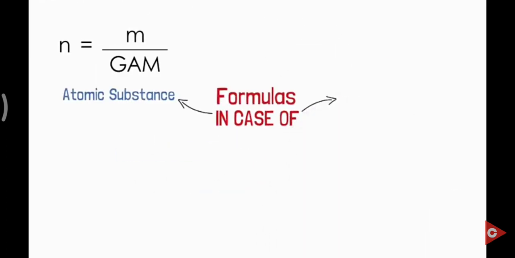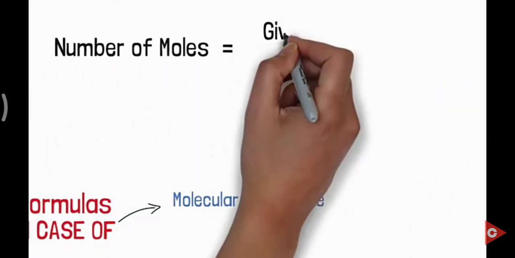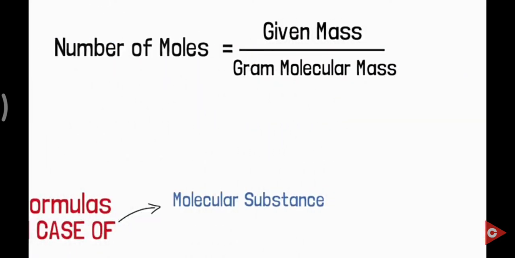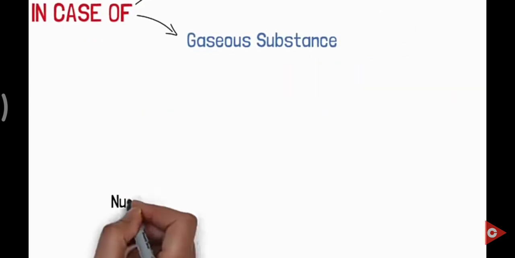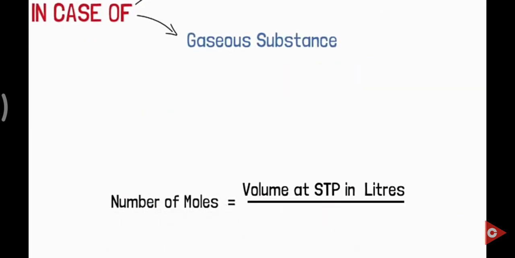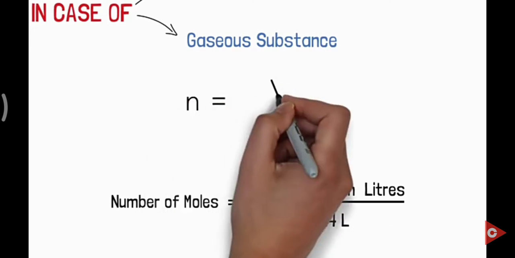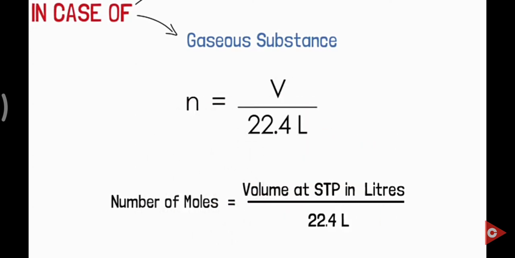Next one is for molecule. It is number of moles is equal to given mass by gram molecular mass, and in short form it is written as N is equal to M upon GMM. And if we talk about a gaseous substance, then number of moles is equal to volume at STP conditions in liters divided by 22.4 liters. In short form, it is written as N is equal to V by 22.4 liters.